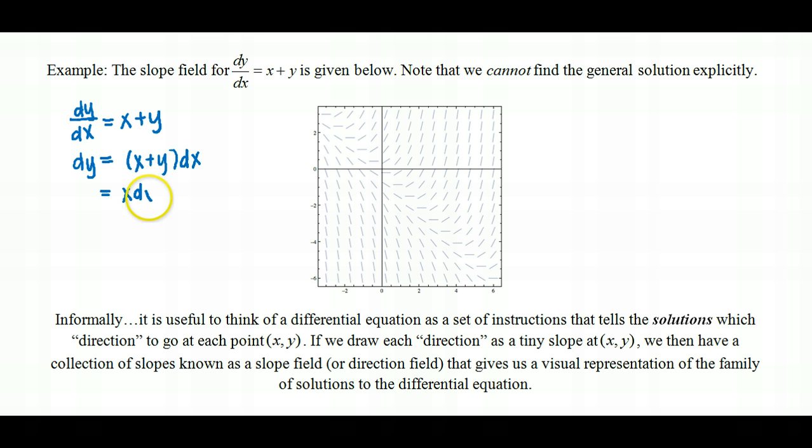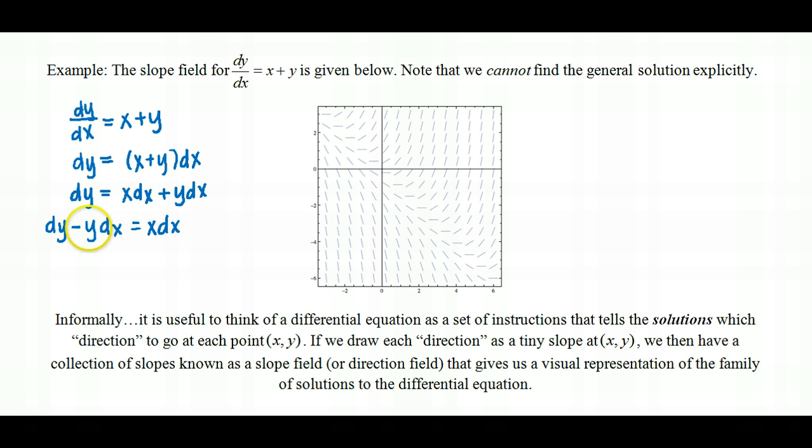So we'll have x dx plus y dx and the dy on the left. Well, now if we go ahead and move the dy dx to the other side by subtraction, we'd have dy minus y dx equals x dx. And here's where we're stuck.